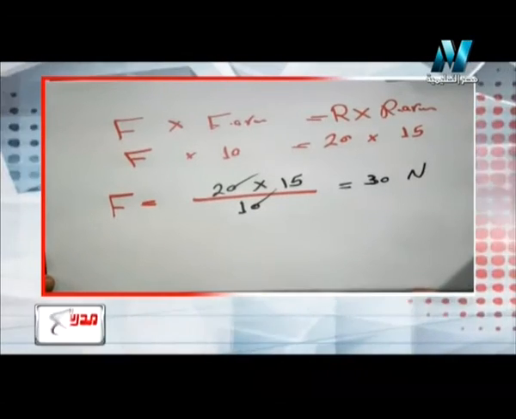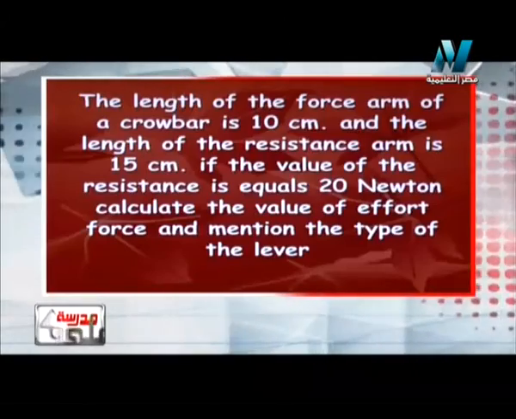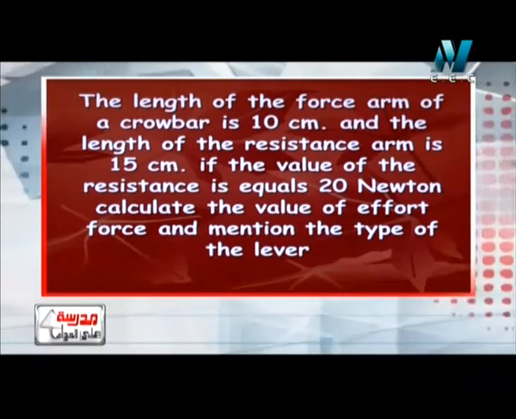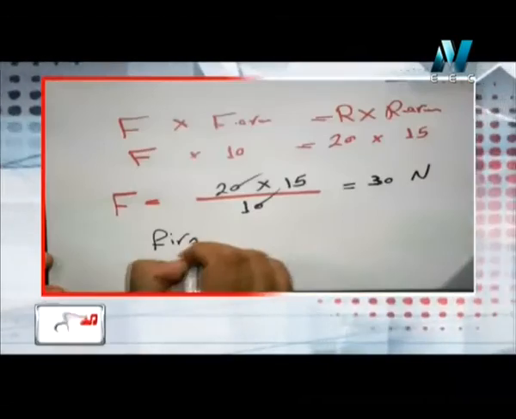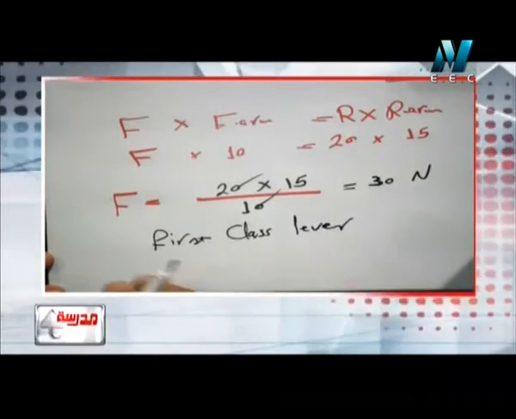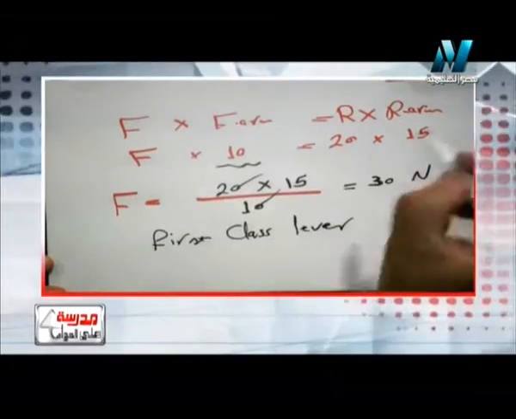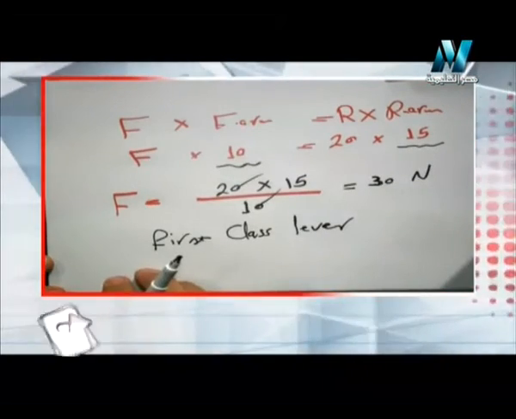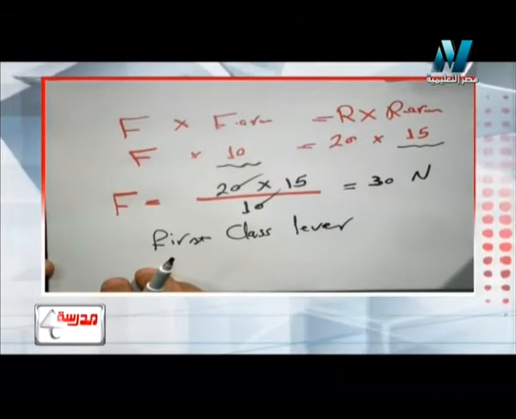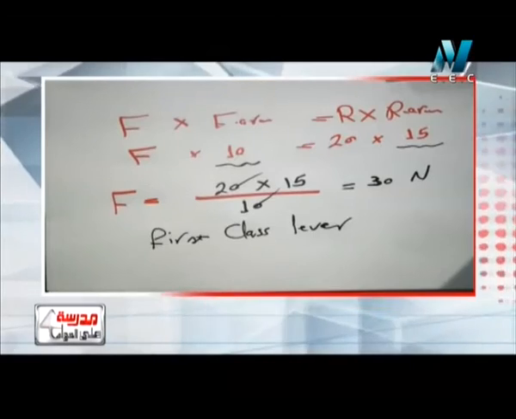So what is the type of this lever? It says that it is a crowbar, and all of us know that the crowbar is a first class lever. So it will be first class lever. Why? Because it's a crowbar. Or another point here: because the effort force arm is shorter than the resistance arm, it may be first or third class lever.